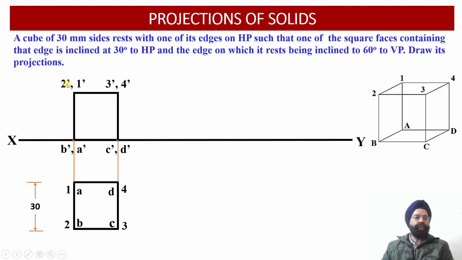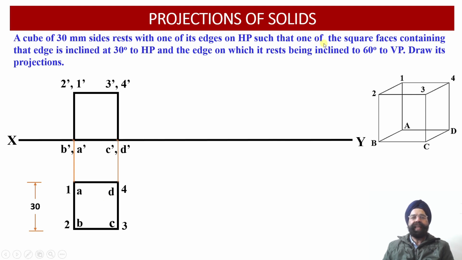So 1 dash, 2 dash, 3 dash and 4 dash are the 4 points corresponding to the top face of this particular cube, whereas A dash, B dash, C dash and D dash are the 4 points in the front view corresponding to the base of this particular cube. So now the front view projections as well as the top view projections of the cube, which is resting on its base A, B, C, D onto the horizontal plane, have been obtained.